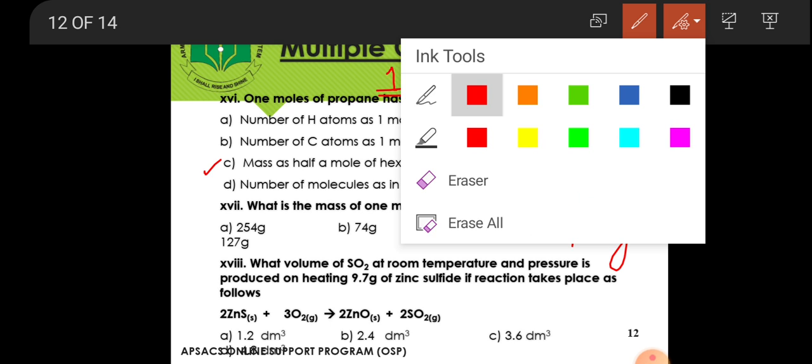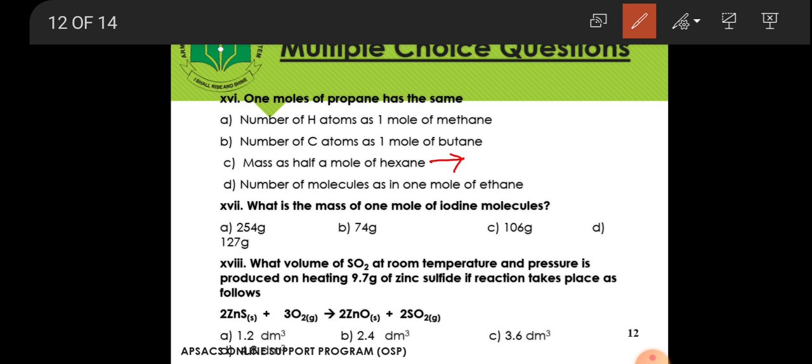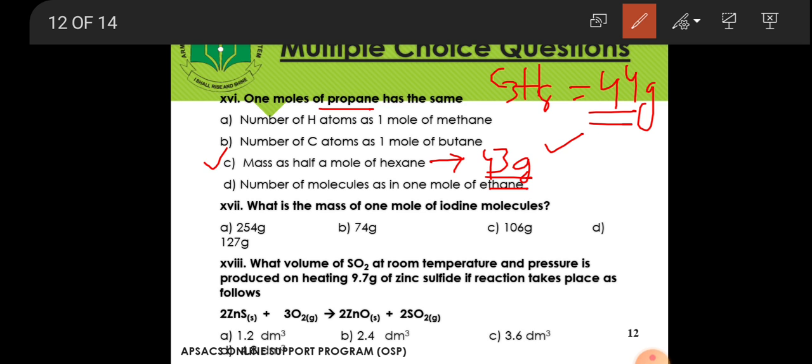So what is the mass of half mole of hexane? That is 43 gram. So let's calculate the mass of propane. If the mass of propane is equal to the mass of half mole of hexane, then C is the correct answer. But let's see the mass of propane. When we calculate the mass of propane, it will be 44 gram. So this is also not equal. This is also incorrect.